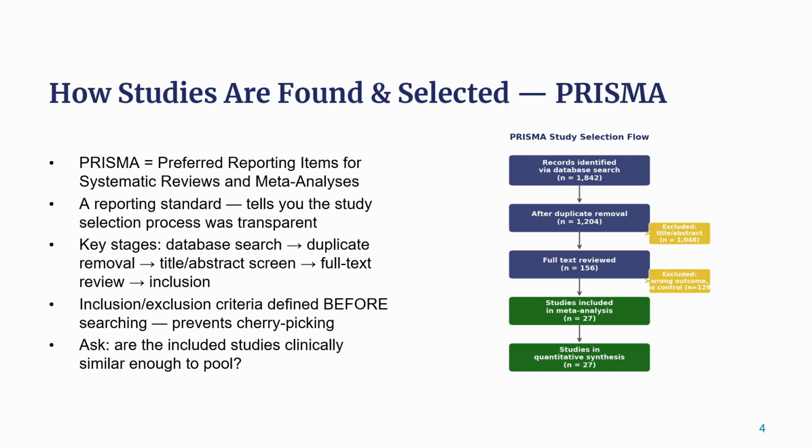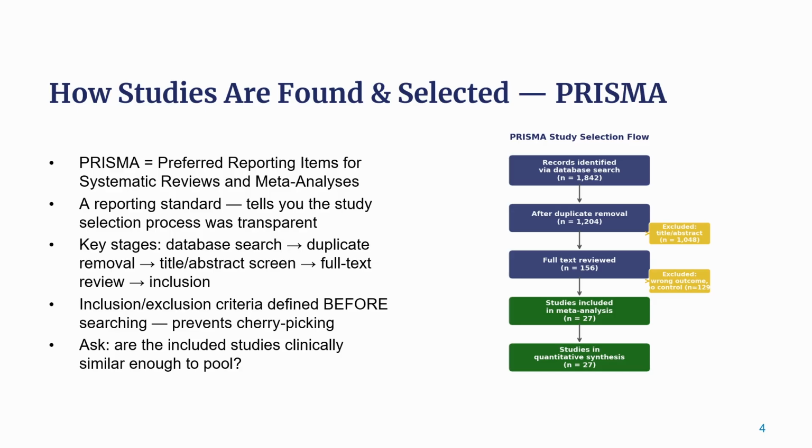The PRISMA flow diagram shown on the right is the first thing to look for when you open a systematic review. It shows you the attrition of studies at each stage: how many records were identified, how many were screened, and crucially, how many were excluded at each step and why. This transparency matters. If a researcher starts with 1,800 studies and ends up with 6, you want to know exactly what happened to the other 1,794.